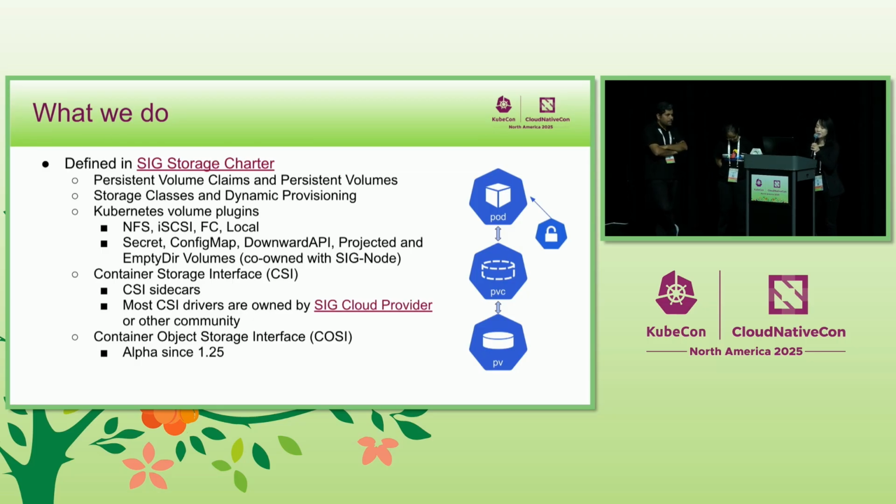We designed container storage interface CSI so that storage vendor can write a driver that allows their storage system to be consumed by containers running in the Kubernetes cluster. We maintain CSI sidecars. CSI sidecars watch Kubernetes API objects and trigger appropriate volume operations against a CSI driver. Most CSI drivers are owned by SIG cloud provider or other communities. We also designed container object storage interface COSI that provides APIs so that you can provision a object bucket, just like how a PVC is provisioned.